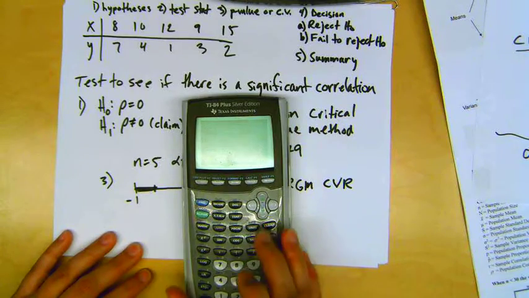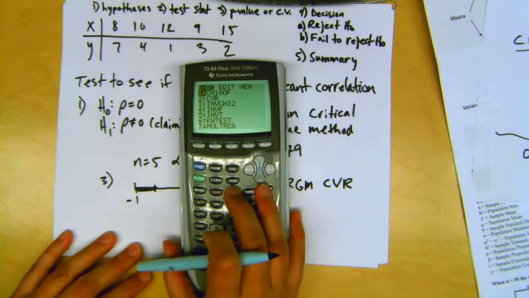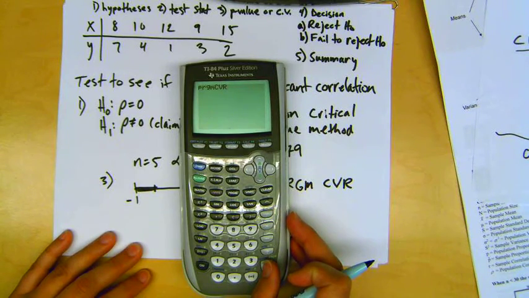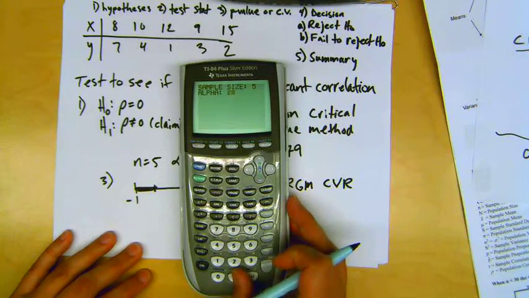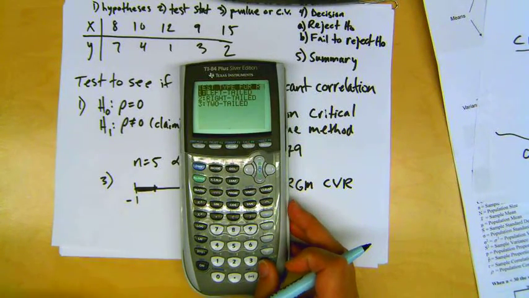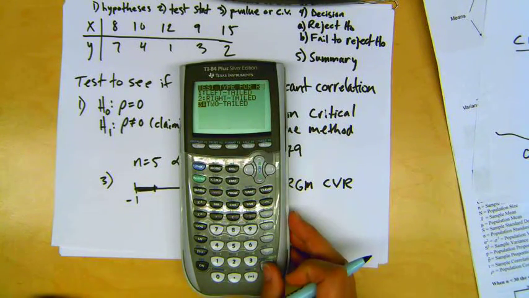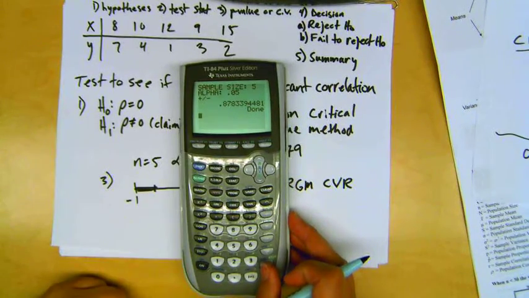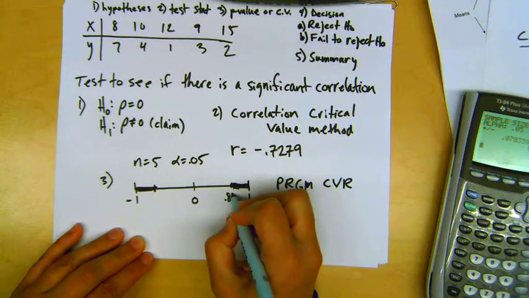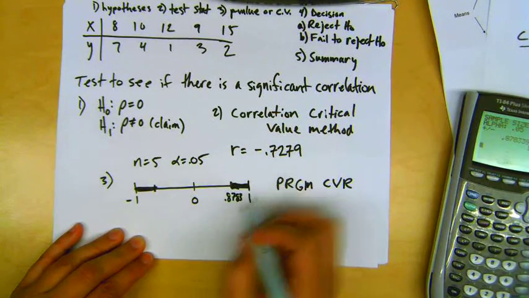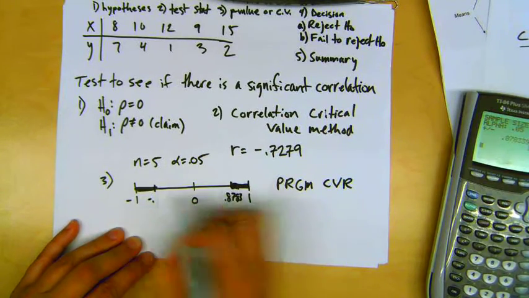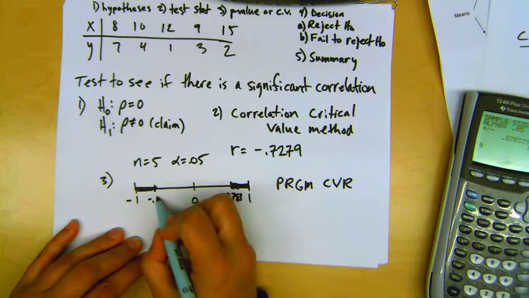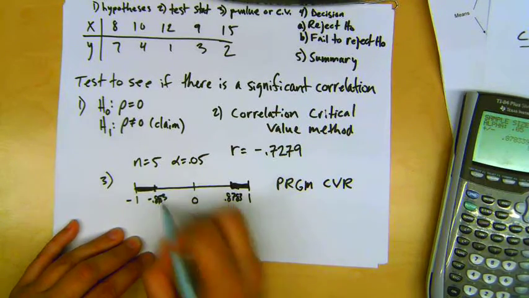So I'm going to go to my programs, CVR, and hit enter to start the program. It asks me for my sample size, that's 5, and alpha, 0.05. What it's doing there is already adjusting the degrees of freedom and everything. And we're always going to do the 2-tailed situation. So it has here plus or minus 0.8783. So 0.8783 is the beginning of the right-hand shaded value, and negative 0.8783, oops, missed a 7, is over here.